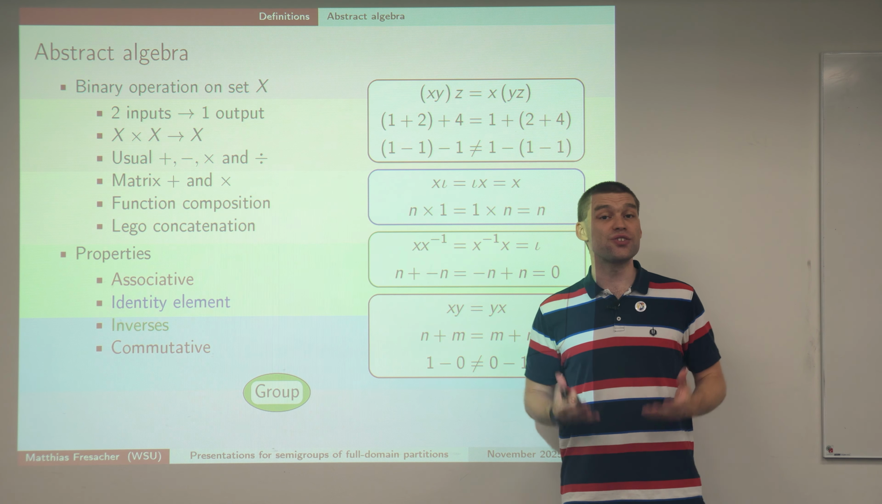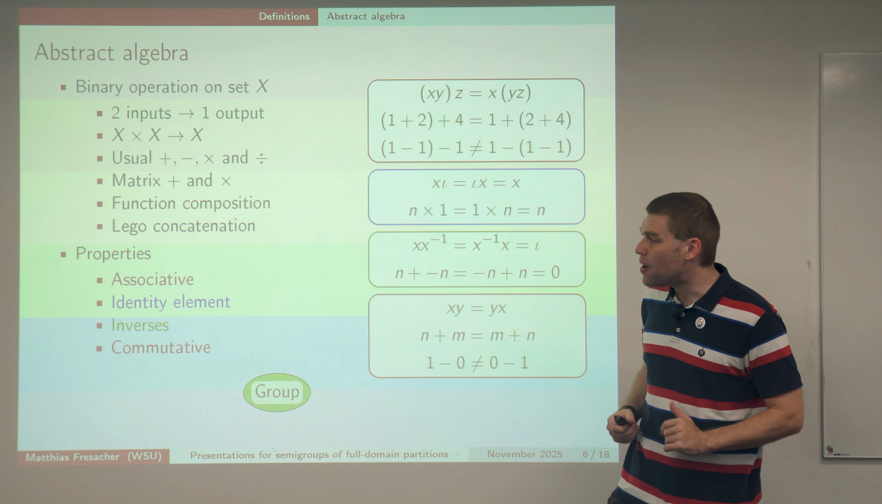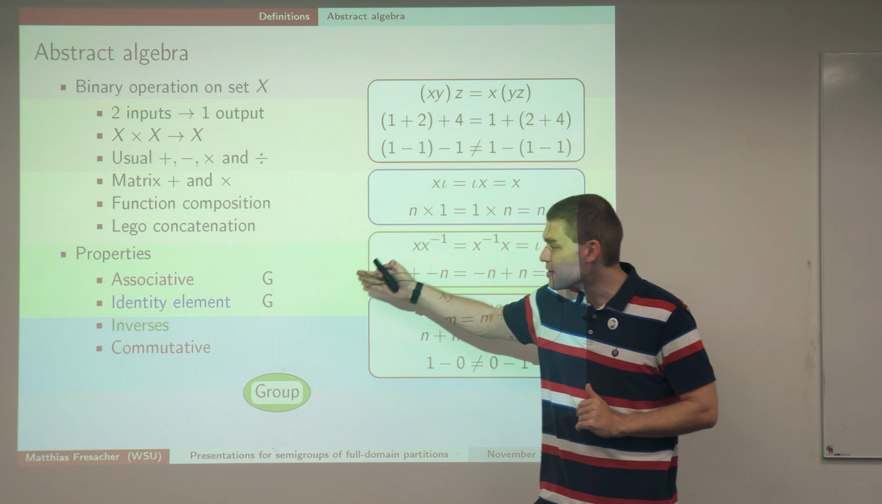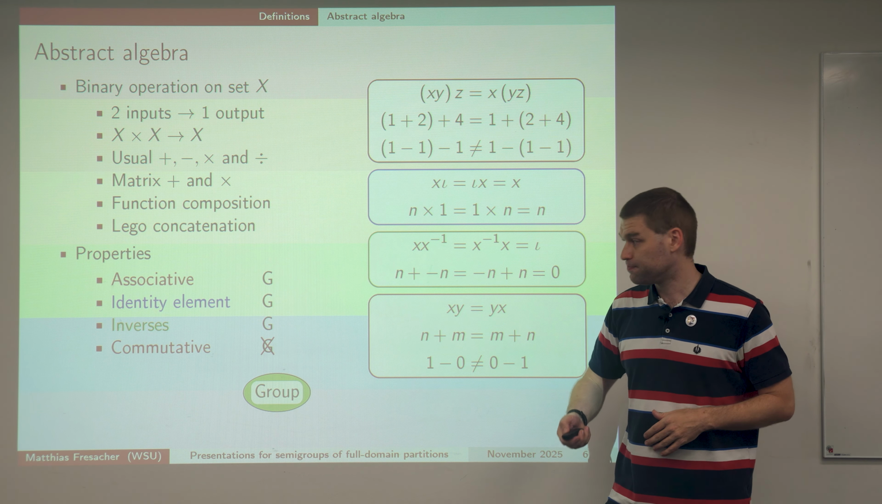From this, I can construct some well-known algebraic objects, probably the most famous of which is the group, where we have a binary operation that is associative. It does have an identity element. We do have inverses, but it is not necessarily commutative.